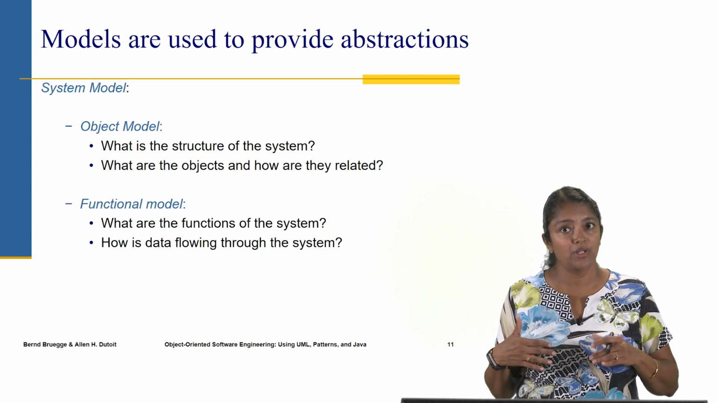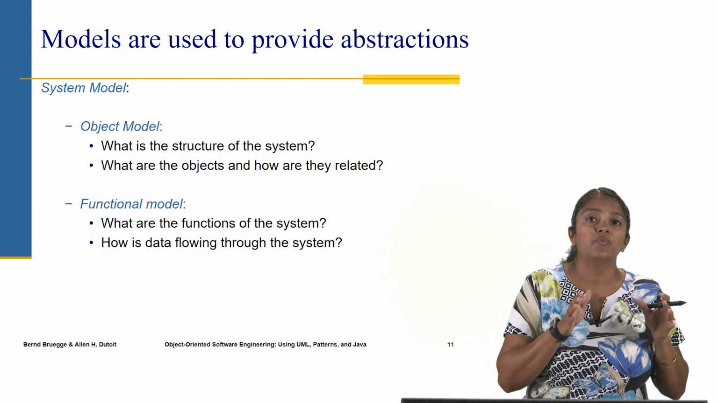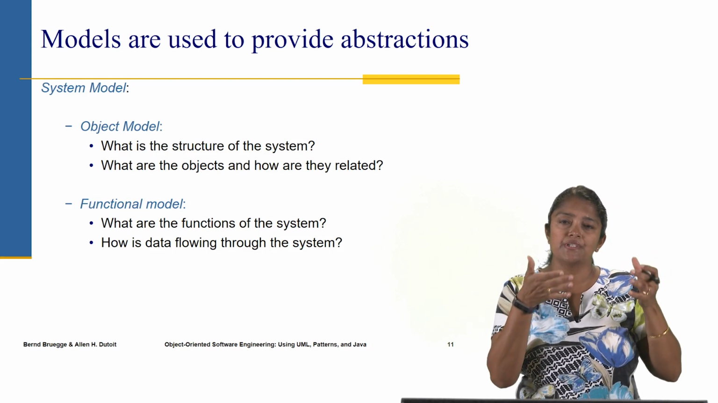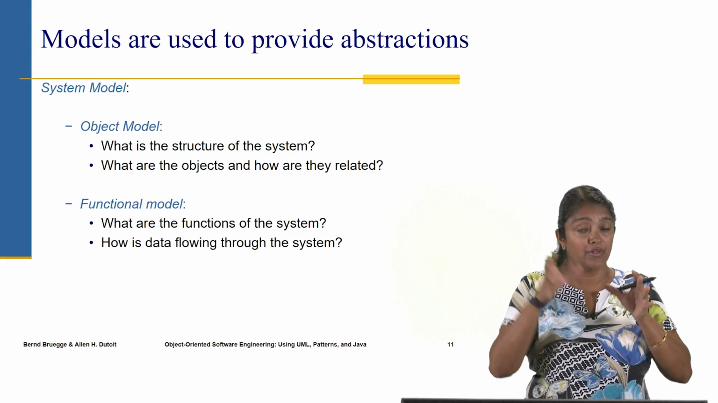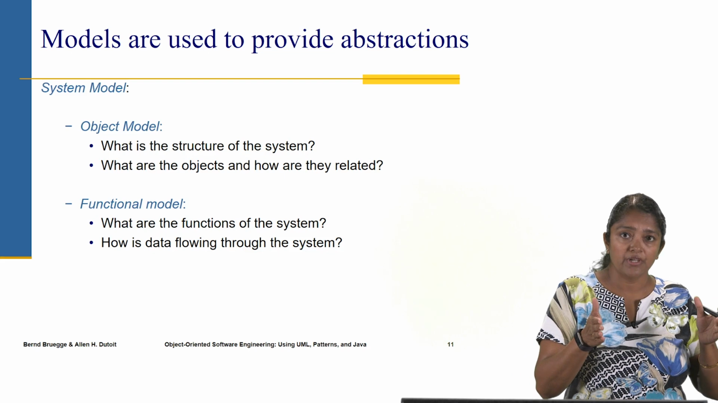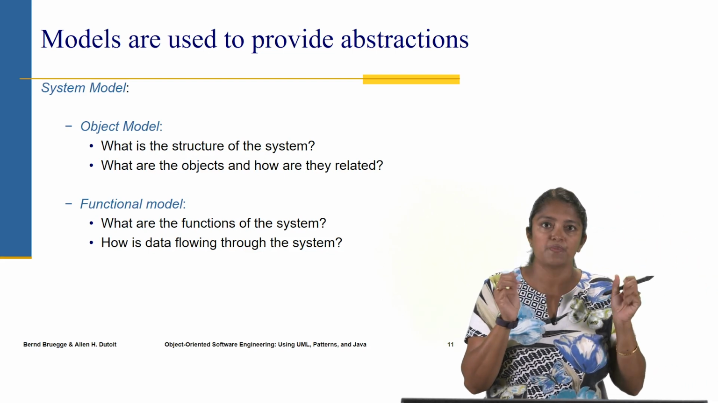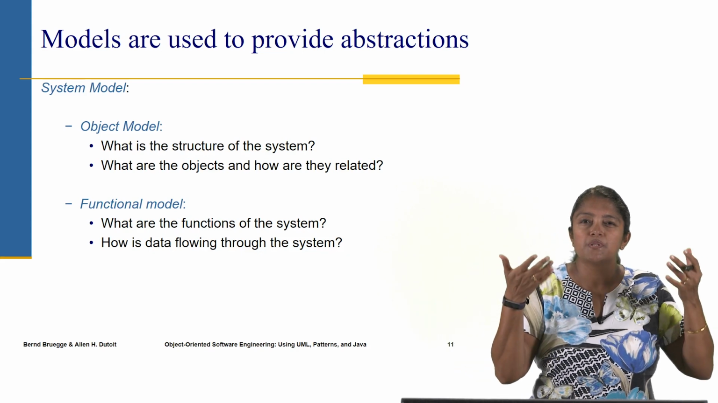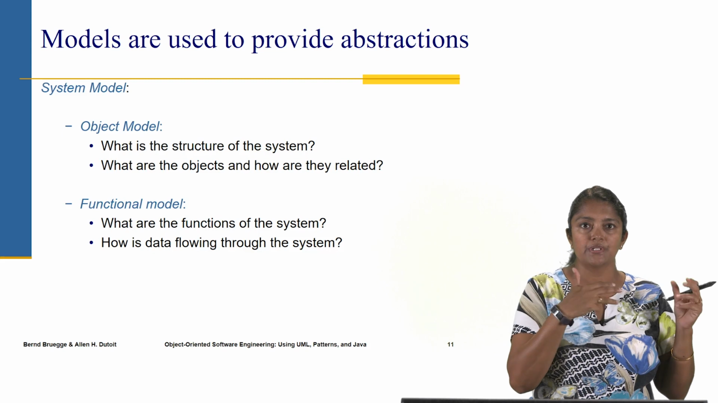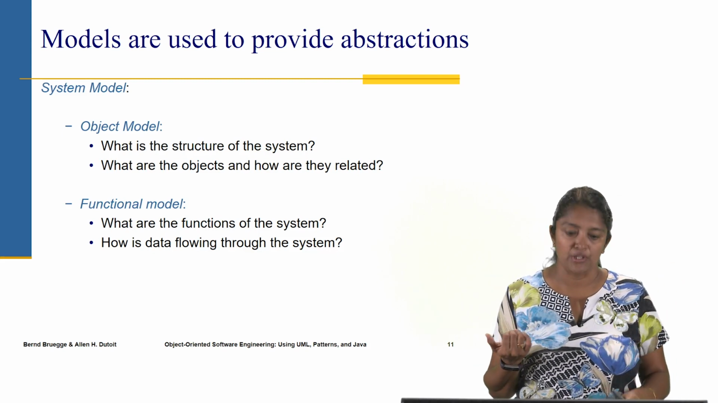Another kind of system model is the functional model. So once you've thought in terms of the structure, then we want to think in terms of the functions of the system. What are the functions that it provides? When we do object, we're just thinking about the structure. When we're dealing with the functional model, just think in terms of the functions, more from the user perspective. So what is the system supposed to be able to do, and how is the data flowing through the system between these different functions? So that's called a functional model.